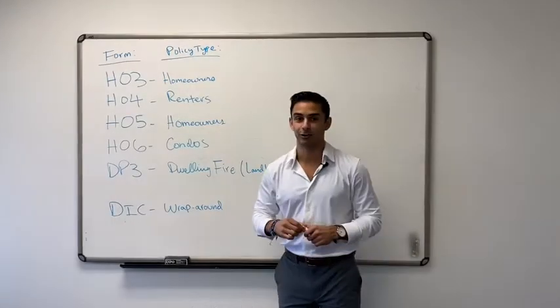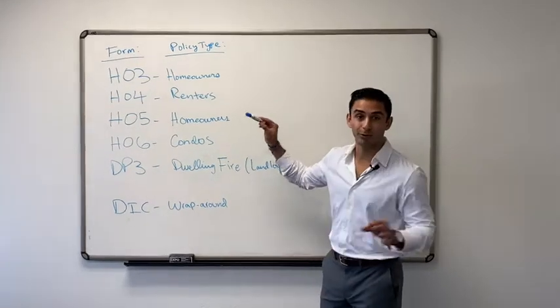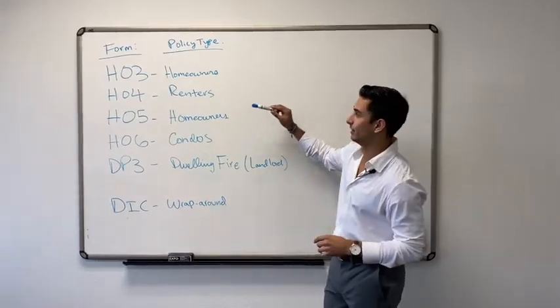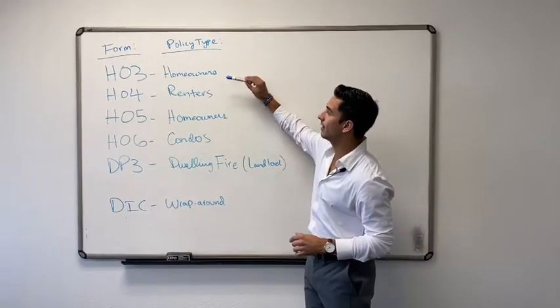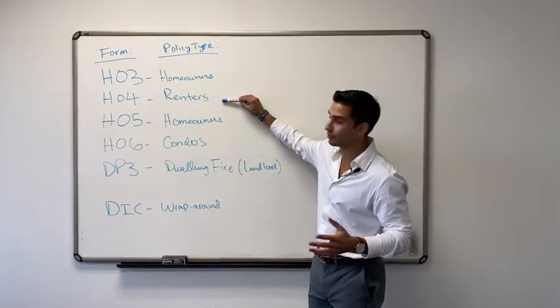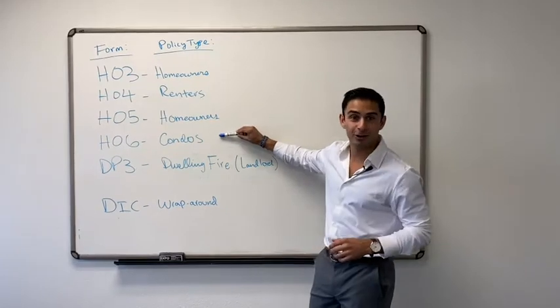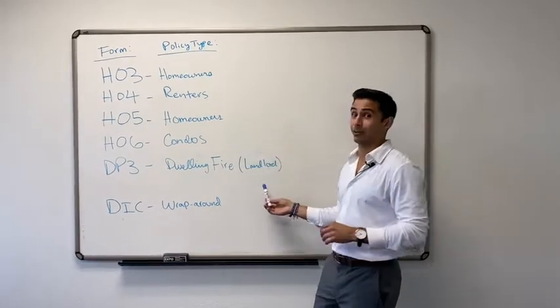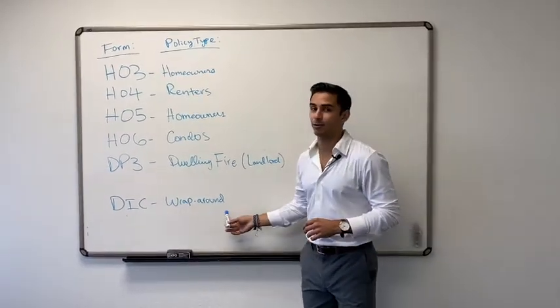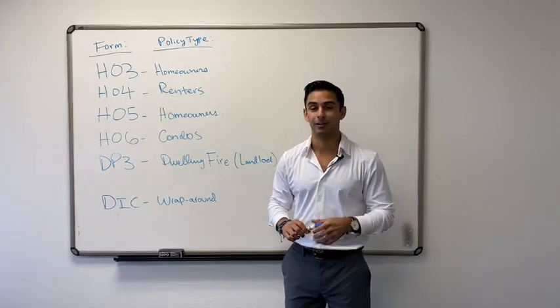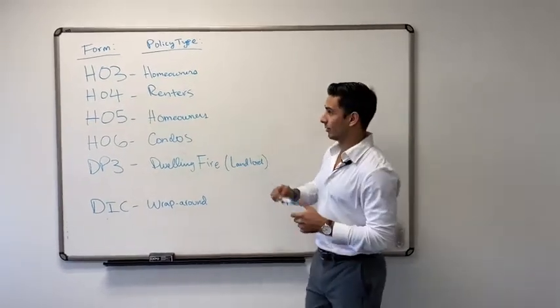All right, so you'll see there's different forms here. I'll go through them real quick and then we'll dive into them a little bit deeper. So there's a homeowner's policy, there's renter's insurance, another form of homeowner's policies, there's condos, there's dwelling fire or landlord insurance, and then a little bonus, a DIC policy, which I'll explain a little bit later. So I'll go through each one.